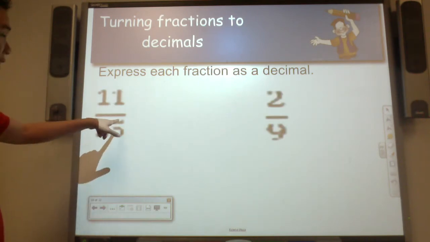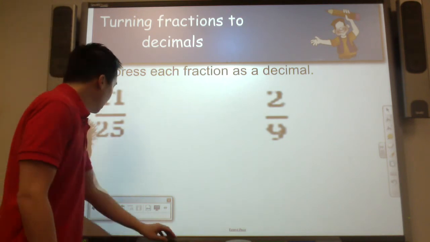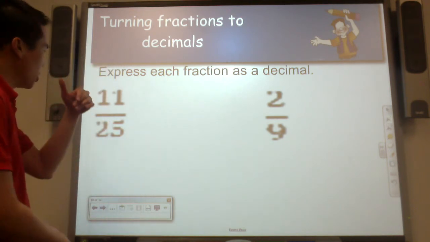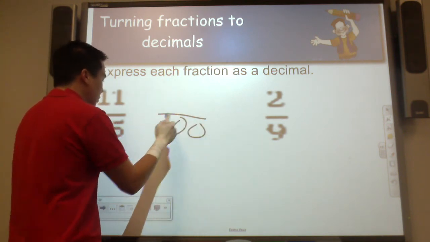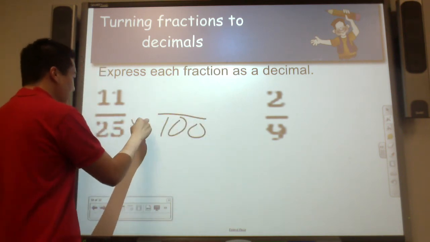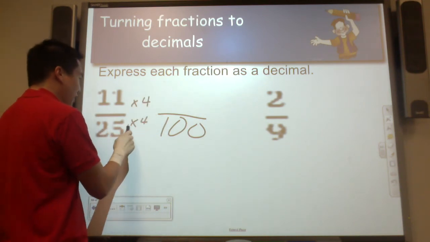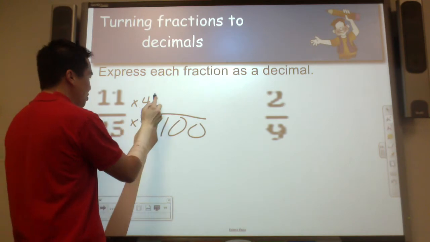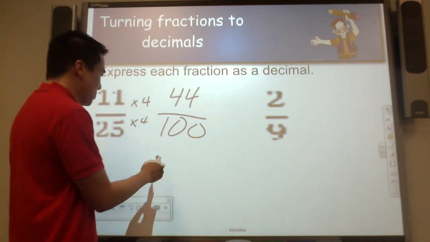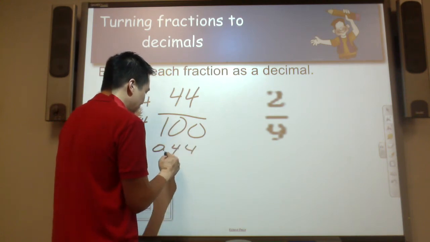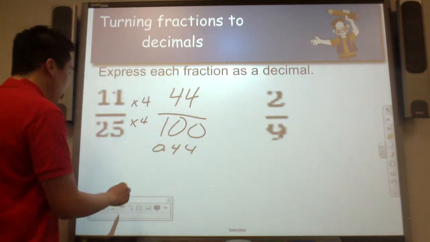So let's quickly do 2 examples and we're done here. So we have 11/25. Does this go into a hundredths place? Yeah, it does. Times what? You're multiplying by 4. So 25 times 4 is 100, the hundredths place. 11 times 4 is 44. And how do you say 44 hundredths as a decimal? 0.44.